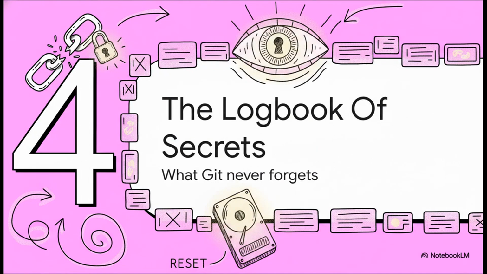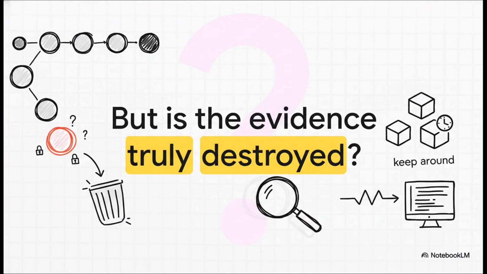Okay, so you did it. You ran the reset, you force pushed, the secret is gone from your Git log, and you can finally breathe a sigh of relief. The crisis is over? Or is it? It turns out Git has a secret memory of its own. So you have to ask yourself, is that commit really truly gone forever?